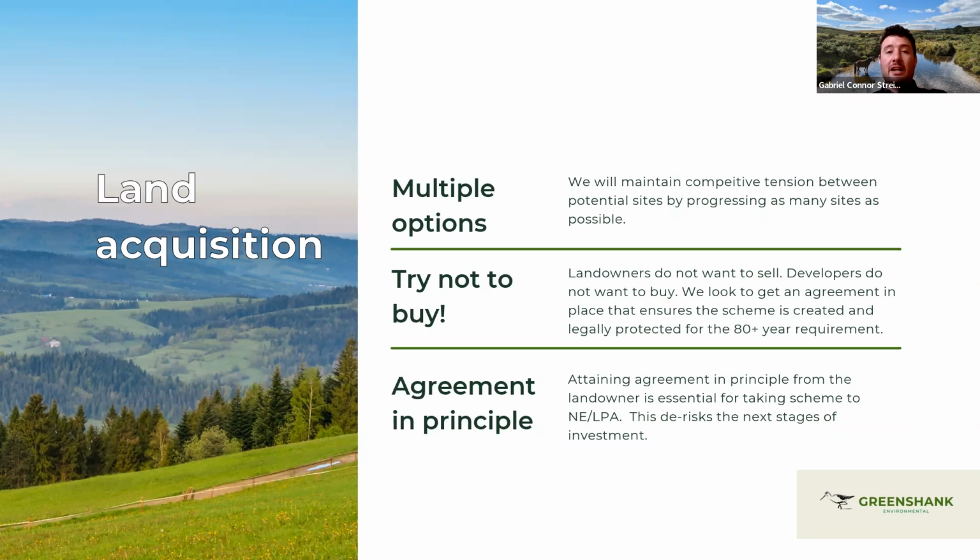We really think it's massively important to get that agreement in principle with a landowner, with some kind of legal basis behind it, before we move forward with any scheme. Without that, it's just too speculative, and it massively de-risks the next stages. If we know the landowner has at least signed something saying they would agree to move forward with the next steps in deploying the solution, that means we can take the scheme forward to Natural England and the LPA for the next stages of getting the scheme deployed.